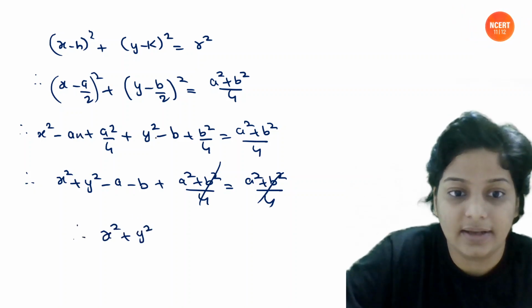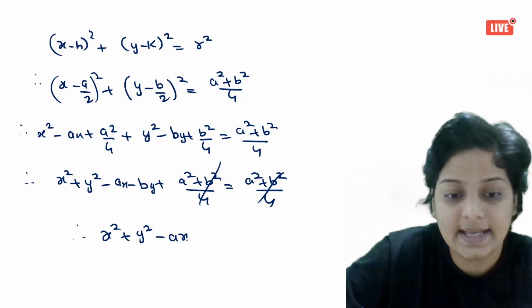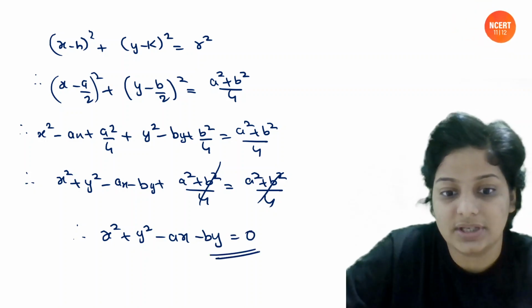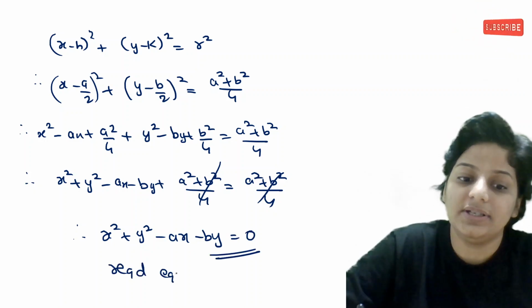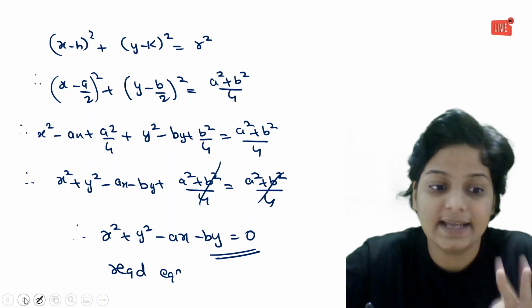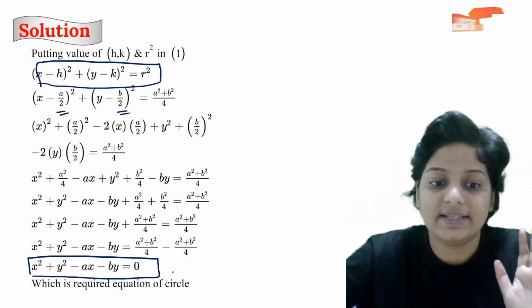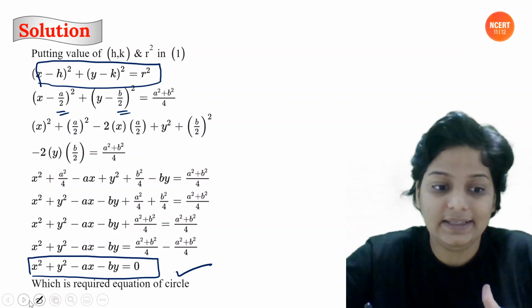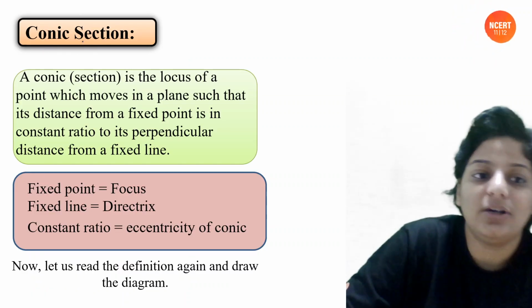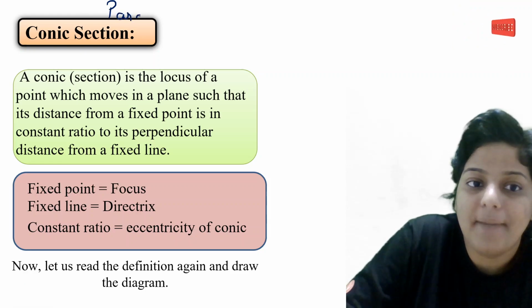Here x is also there, here y is there. x square plus y square minus ax minus by equal to 0. This is the required equation. How much time did it take, children? Nothing, 30 seconds is enough. This is the required equation. That's how we solve this kind of a question. Am I right? Let's move on to the conic section of parabola.